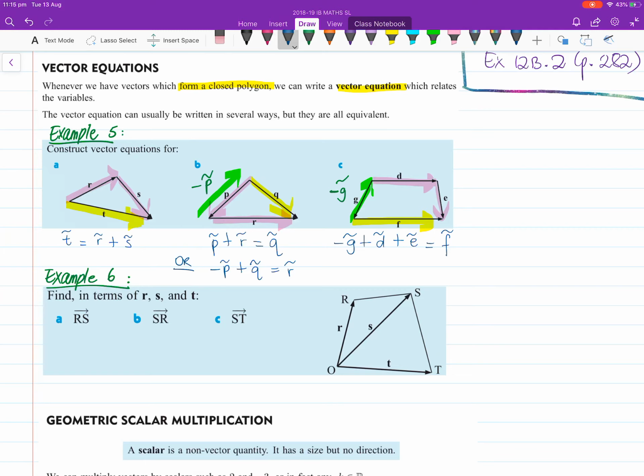Well, you can see there are different options here. You can reverse one of the other ones, so there are lots of different answers here that would be correct.